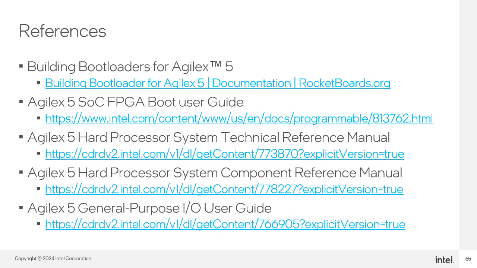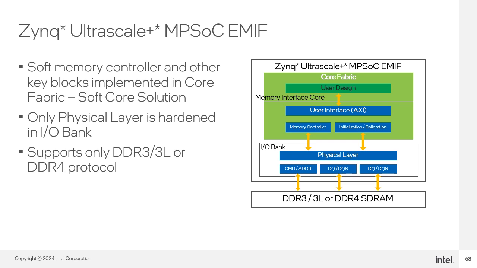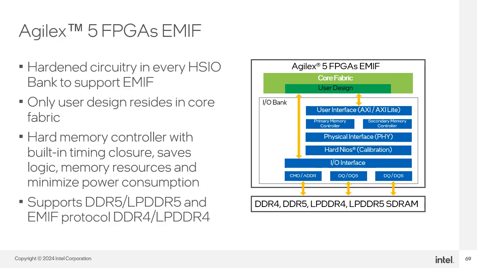Please refer to the following references on this and the next slides. And now I will talk about the memory interfaces in both the FPGA fabric and for the embedded systems. The Zynq MPSoC FPGA fabric controller is a soft core solution where only the physical layer is hardened on Zynq MPSoC fabric EMIF. Other key logic blocks are implemented using core fabric. The Zynq MPSoC FPGA fabric controller supports the legacy protocols like DDR3, DDR3L and DDR4 only. The fabric EMIF on Agilex 5 is a hardened solution.